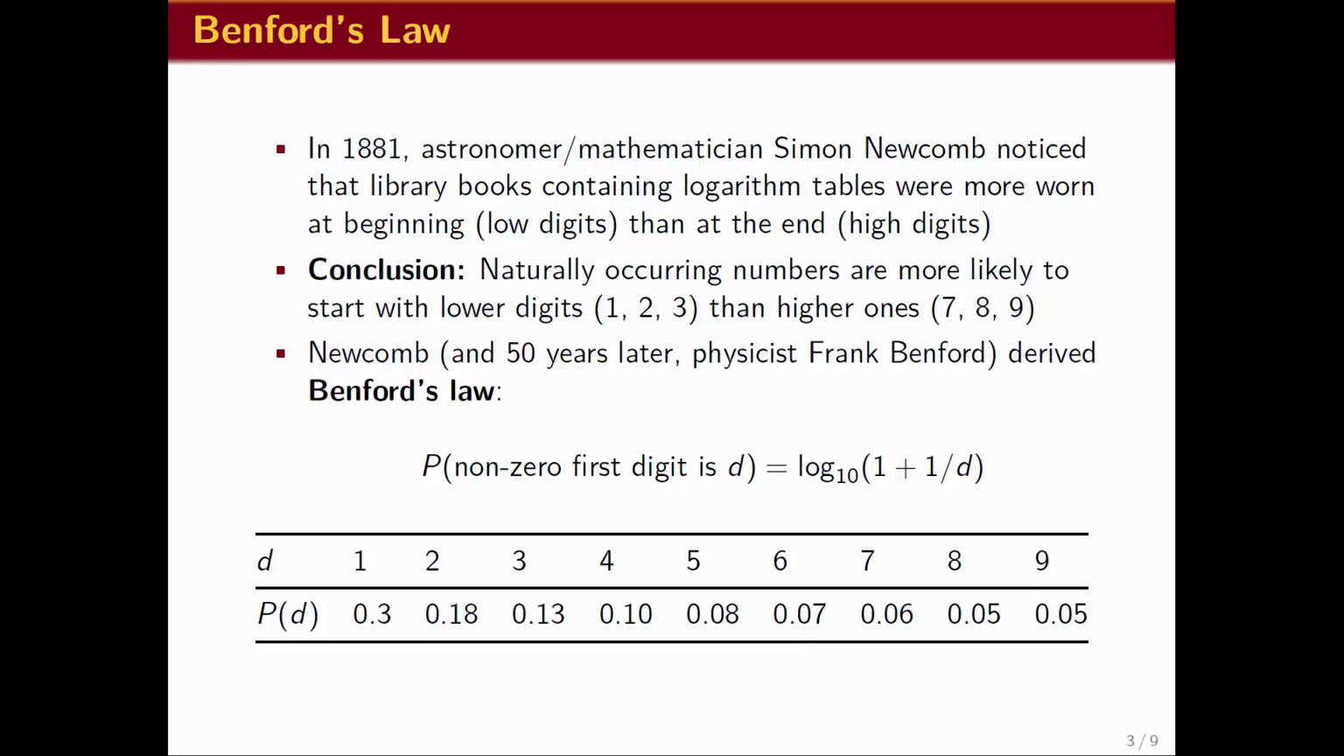But it turns out that if you actually look at these naturally occurring data sets, the distribution of the first digit is distinctly not uniform. In fact, it looks something like this. Approximately 30% of naturally occurring numbers start with a 1. About 18% start with a 2, 13% start with a 3, and so on, down to only about 1 out of 20 starting with a 9. You probably don't believe me, right? This seems like it can't possibly be true. But it turns out the rule is something like log base 10 of 1 plus 1 over d, where d is the first non-zero digit.